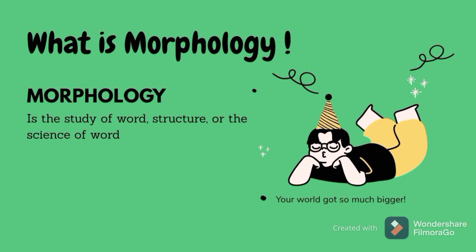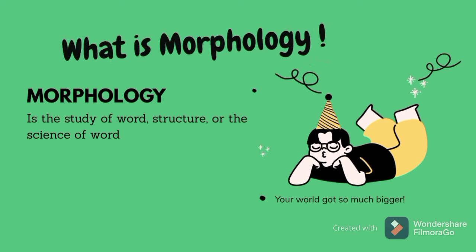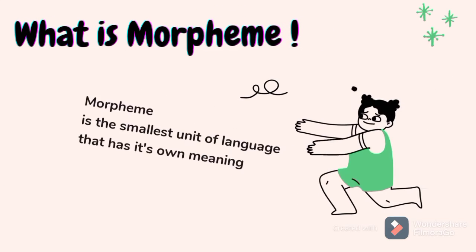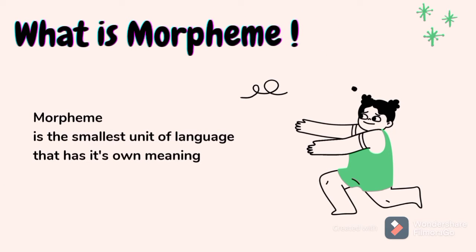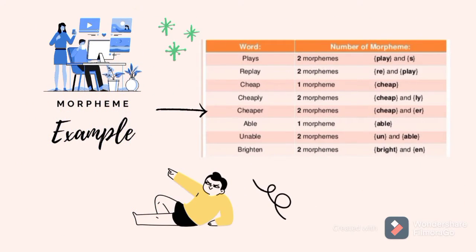The first one is, what is morphology? Morphology is the study of word structure, or the science of words. And a morpheme is the smallest unit of language that has its own meaning. So these are examples of morphemes.